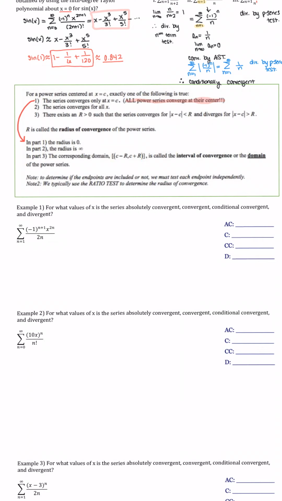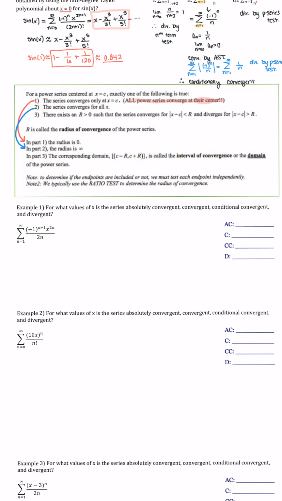Or part 2, the series could converge for all values of x. And if that is the case, then the radius of convergence is infinity. That is true for several of our superstars that we learned. I believe e to the x, sine of x, cosine of x, those all converge for all values of x, therefore their radius of convergence is infinity.